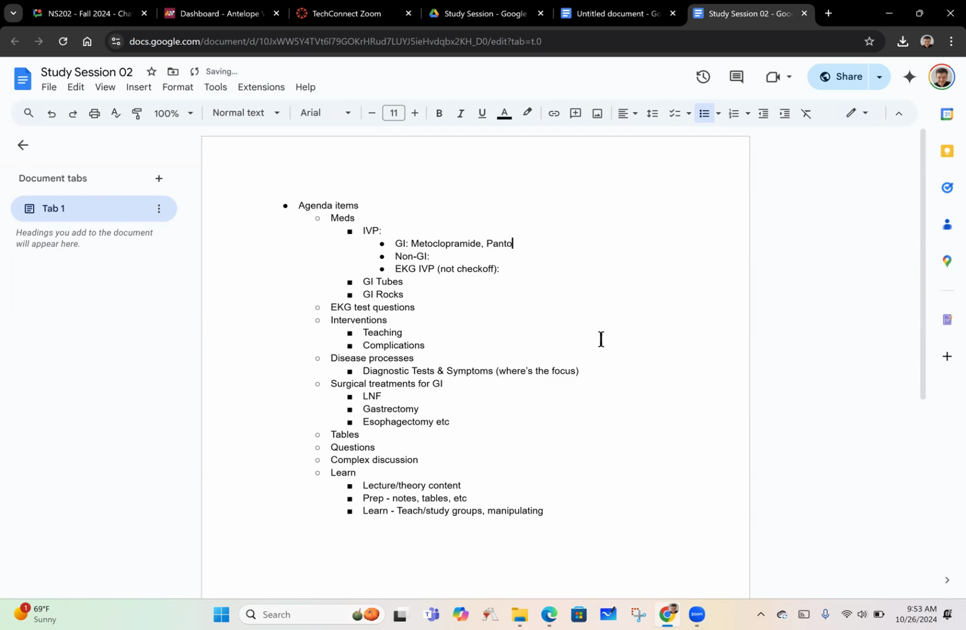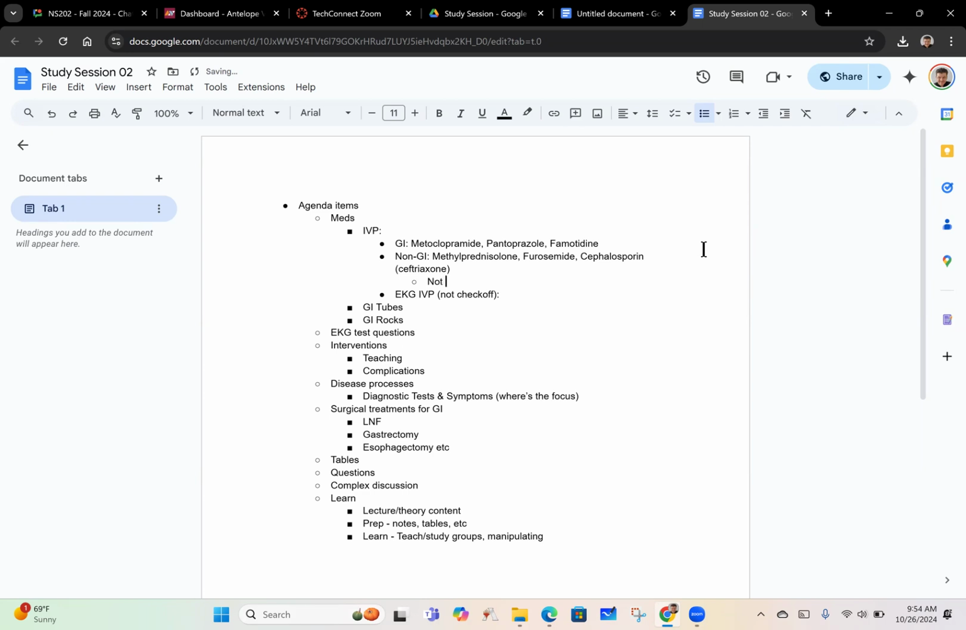Yep, pantoprazole. That'd be over here under non-GI. Methylprednisolone, what else? Famotidine, GI. Anything else? You have the non-GI, or I don't know if it's GI, the Lasix, the furosemide. Yeah, furosemide will be non-GI. What's the other one? It's non-GI. Cephalosporins, right? It's usually ceftriaxone.